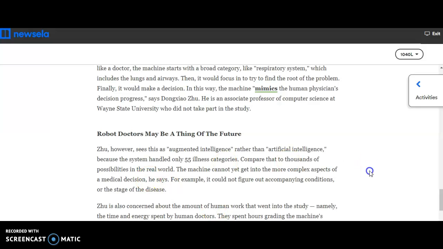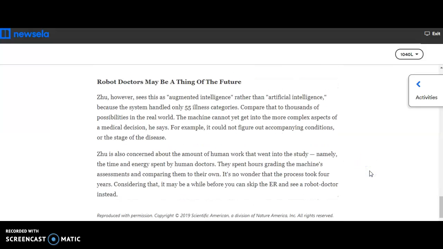Okay. New subheading here. "Robot doctors may be a thing of the future." Zhu, however, says this is an augmented intelligence rather than artificial intelligence. Augmented just means greater than or increased greatly. Because the system handled only 55 illness categories, compared to thousands of possibilities in the real world, the machine cannot yet get into the more complex aspects or parts of a medical decision, he says. For example, it could not figure out accompanying conditions or the stage of the disease.